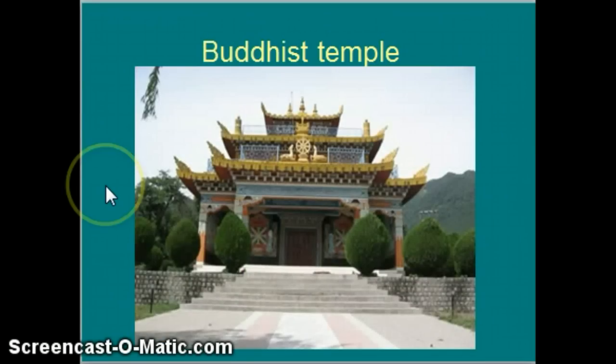This is an example of a Buddhist temple. They do not all look like this, but this is an example. You can't tell it by looking, but this is a temple that is in the United States. This is a temple that is actually in a city in Colorado.